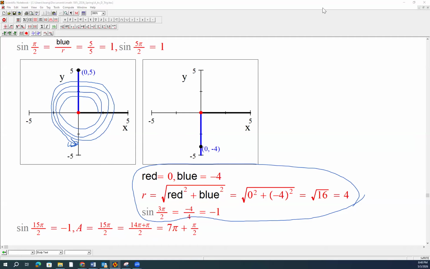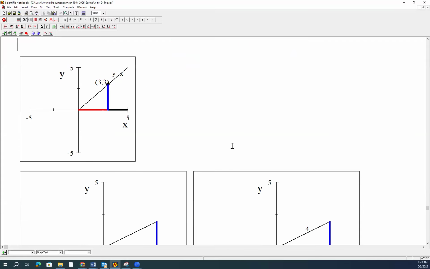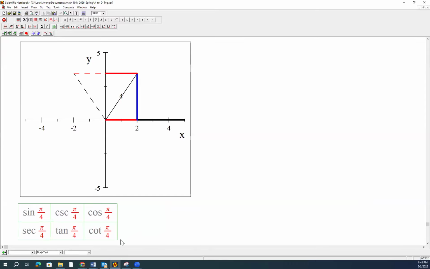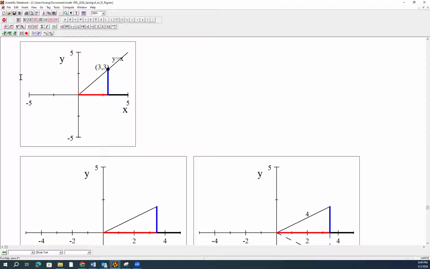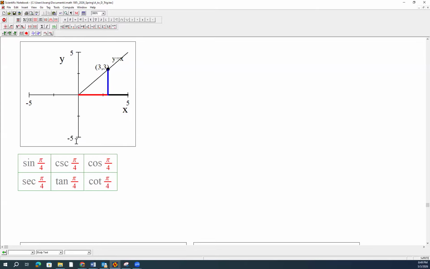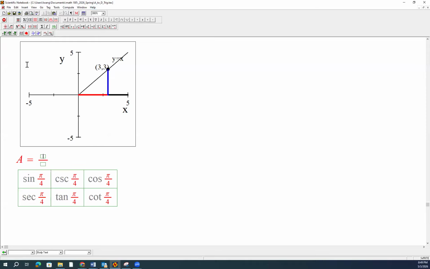Okay, so now let's continue. We get to another set of exercises, which I have put together, all of these. Sine pi over 4, cosecant pi over 4, and so on and so forth. So I'm going to put that table over here. You can see all of these four have the same angle, pi over 4. This is a special angle you sometimes encounter. So the angle is pi over 4.